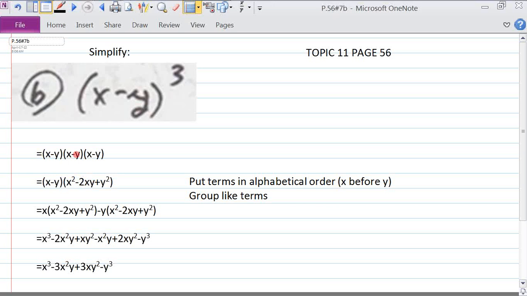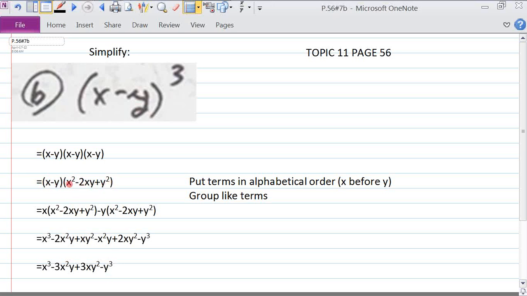And the last term is minus y times minus y gives me plus y squared. So I grouped these two together, multiplied them out using FOIL, and come out with this. Now I'm going to take the x term here and multiply it by the contents of the second bracket, and then I'm going to take minus y and multiply it by the contents of the second bracket.